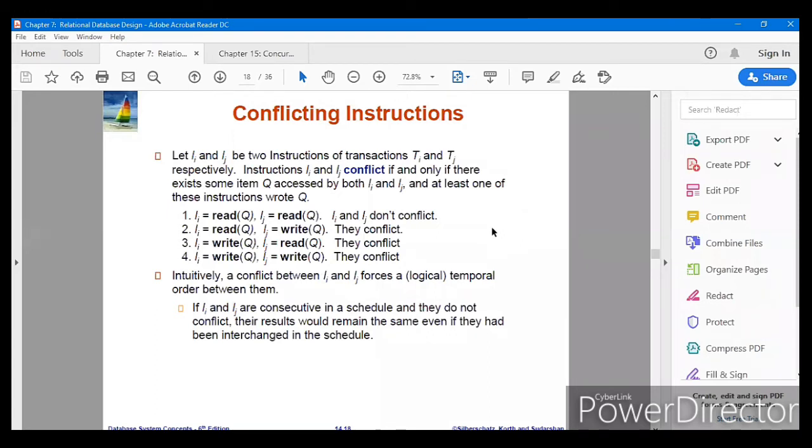Conflicting instructions. Let Ii and Ij be two instructions of transactions Ti and Tj respectively. Instructions Ii and Ij conflict if there exists some item Q accessed by both Ii and Ij. As said earlier, there will be a conflict. If there is a read operation on the same data item, there is no conflict. Conflict will happen when either one of them is writing or both of them are writing. In either case, there will be a conflict.